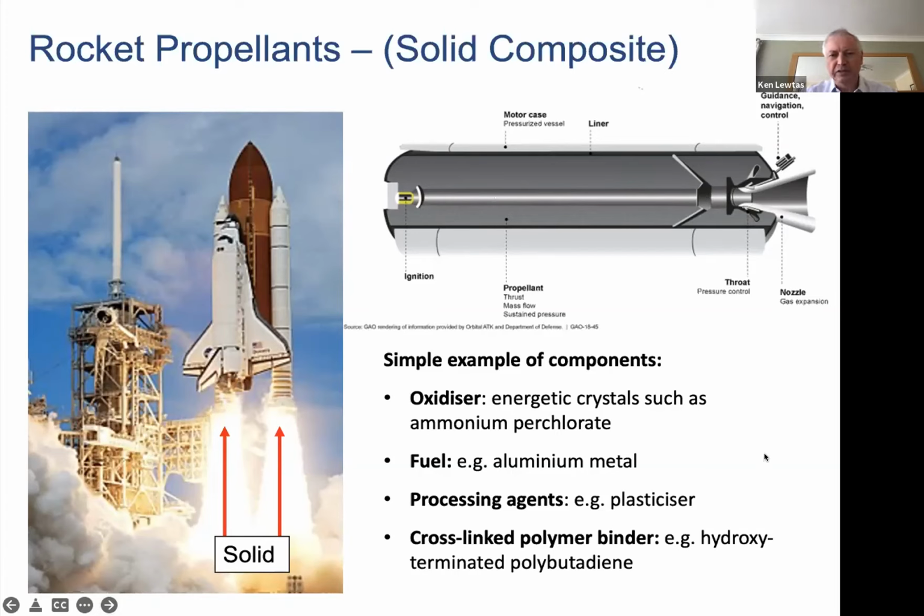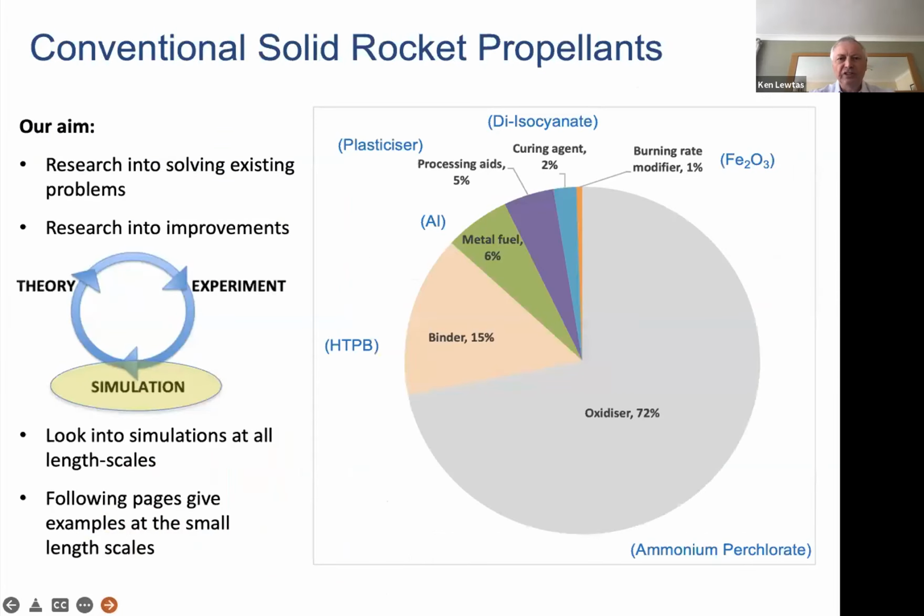I'll give you an example of the components here. It has an oxidizer, energetic crystals such as ammonium perchlorate. It has a fuel. An example there is aluminium metal. Now, mixing these things is not easy, and they have processing agents. One of them is a plasticiser, which I'll talk about today. It's all held together by a continuous phase, which is a polymeric binder. There are a number of these, but what I'm going to talk about today is hydroxy-terminated polybutadiene. So that gives you what's in there.